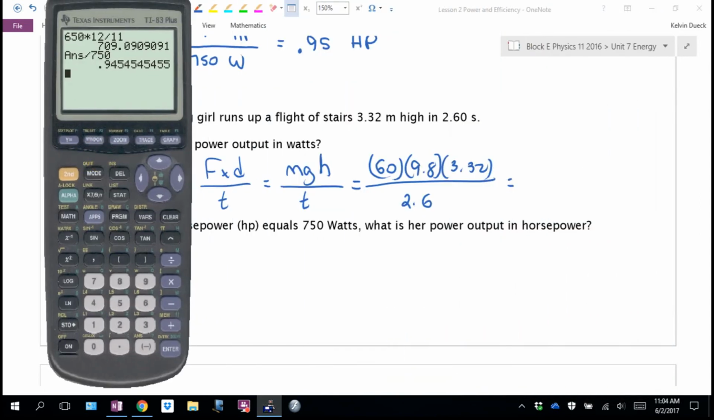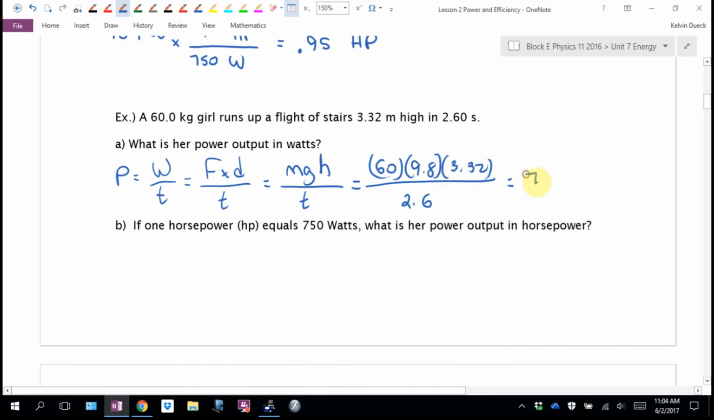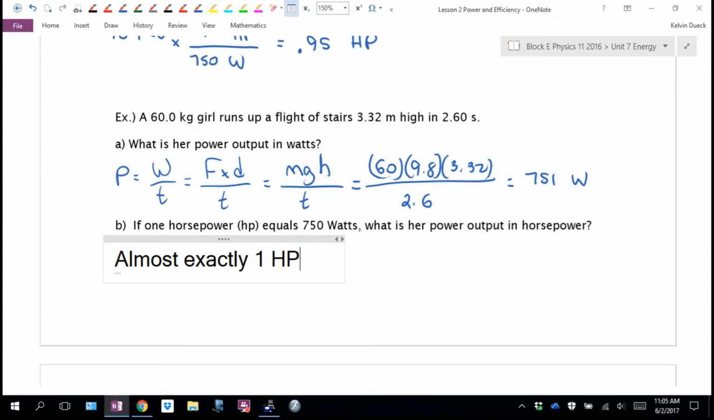751? Yeah. Basically. And if 1 horsepower equals 750 watts, what's her power output? Almost exactly 1 horsepower. So if you want to know what 1 horsepower is, you can run that set of stairs over there in about 2.5 seconds. That's about 1 horsepower of power.